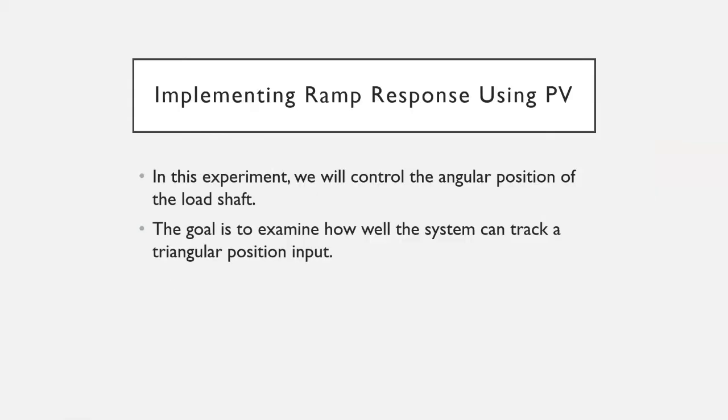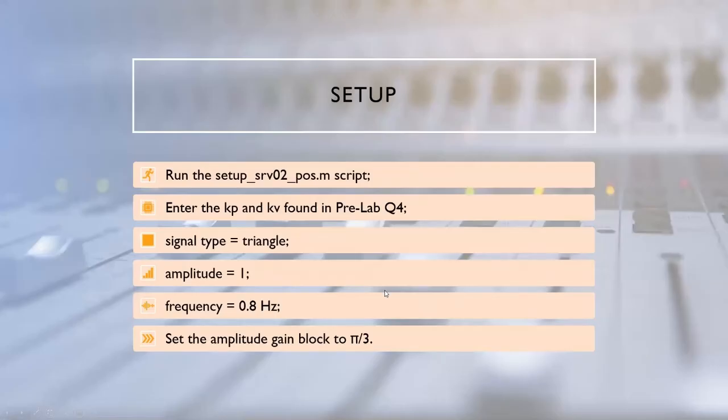The next sub-experiment is implementing ramp response using PV. The goal is to examine how well the system can track a triangular position input. We use the same setup as before.